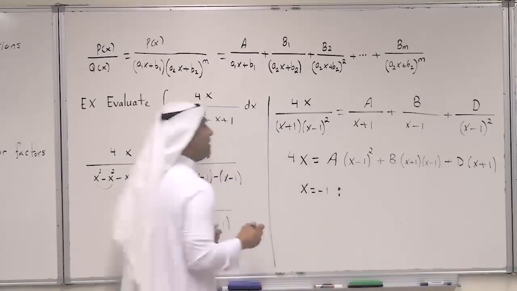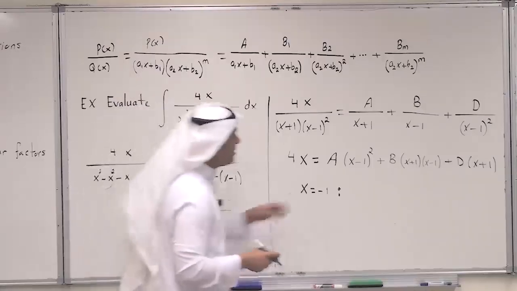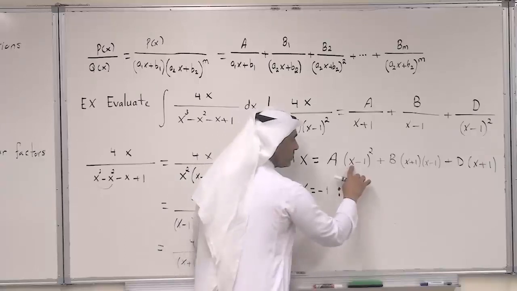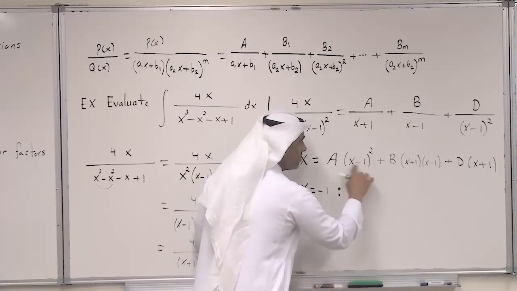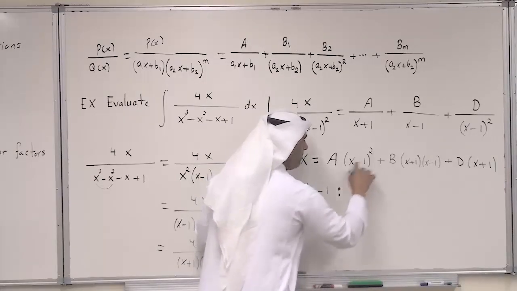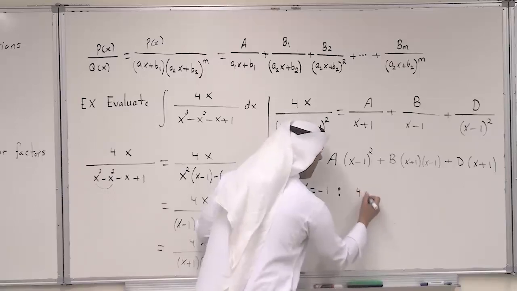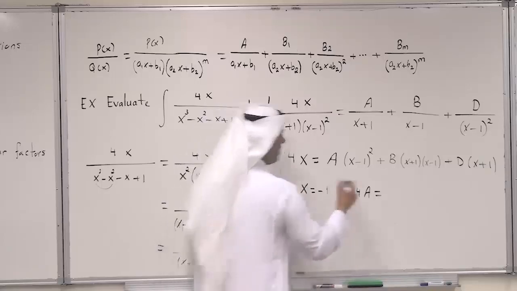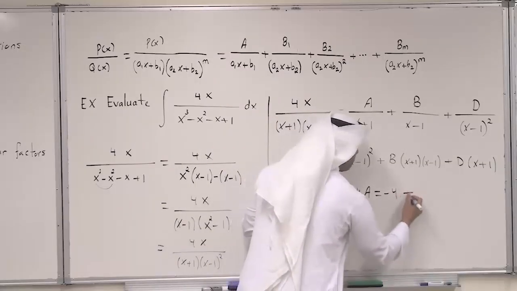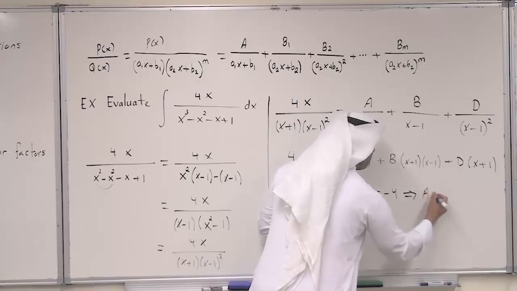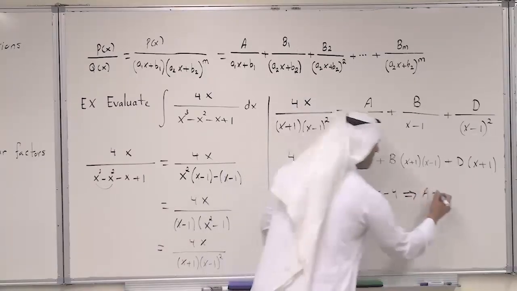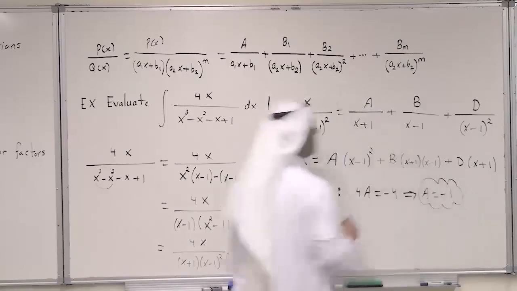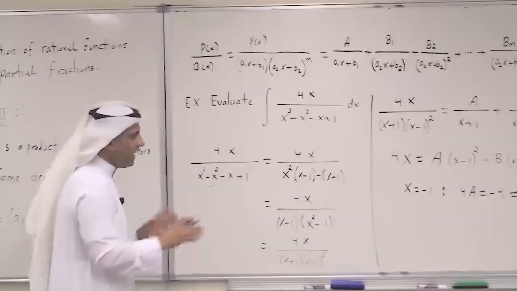If I choose x equal to minus 1, this term will be 0, and this term will be 0. And this will be minus 1 minus 2, that is minus 3... minus 2 squared, that will be 4. So that will give me 4a is equal to, if you substitute minus 1 here, what you get is minus 4. So this implies a is equal to minus 4 divided by 4, that is equal to minus 1. So this is the first parameter we need to find: a equal to minus 1.